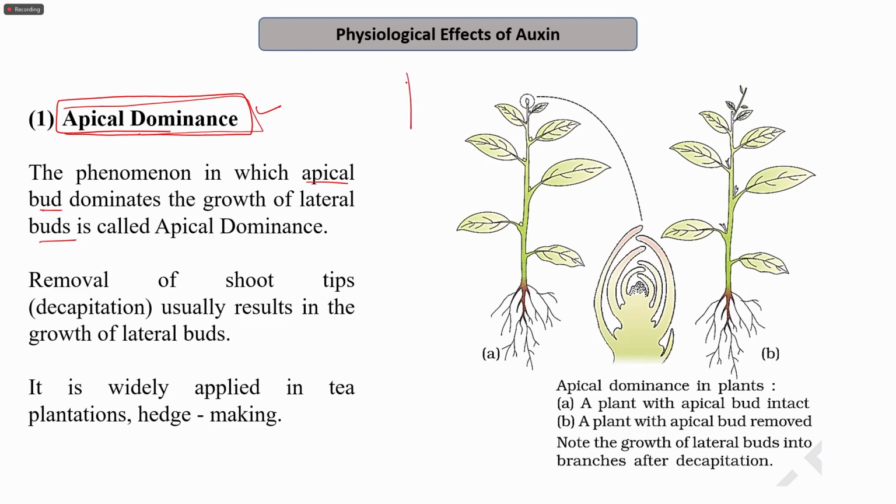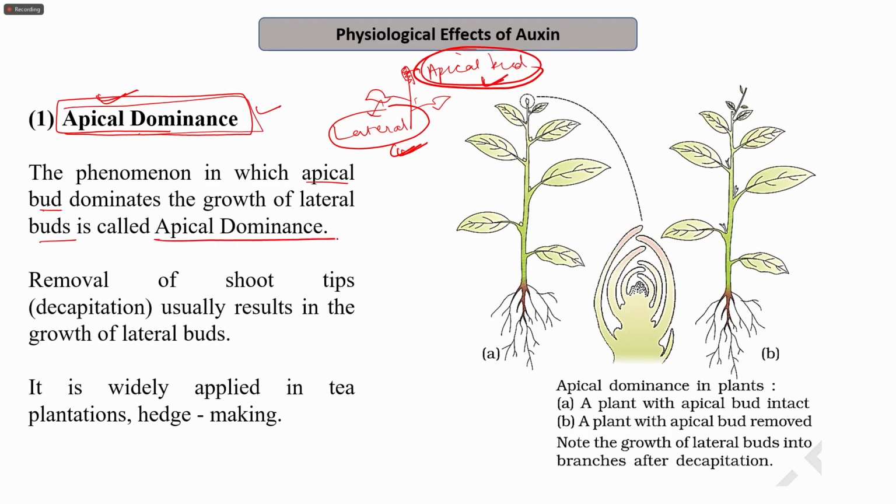So there are two types of buds. The one which is present on the apex, which is the apical bud, and then we have lateral buds. So apical dominance, as the name suggests, is when the apical bud dominates the lateral bud. The growth of the lateral bud is dominated by the apical bud, and this phenomenon is called apical dominance. It is one of the very important physiological effects of auxin.